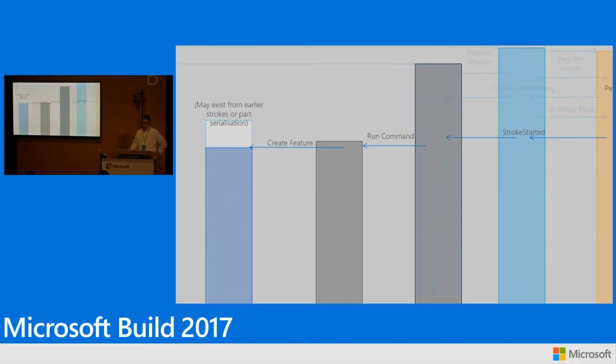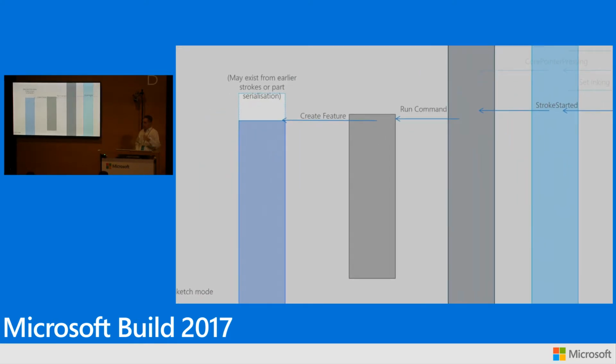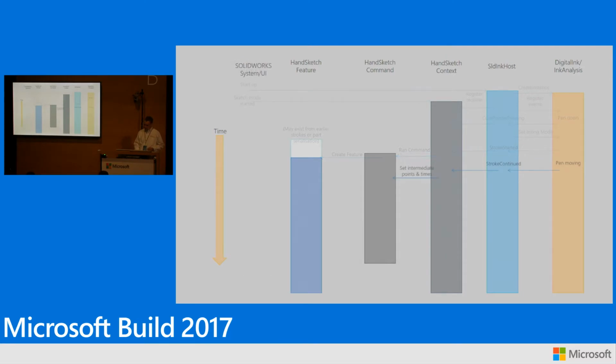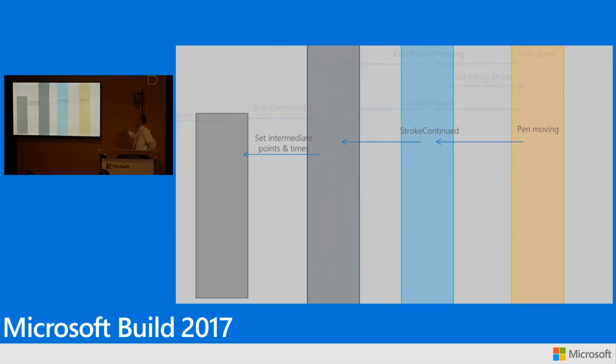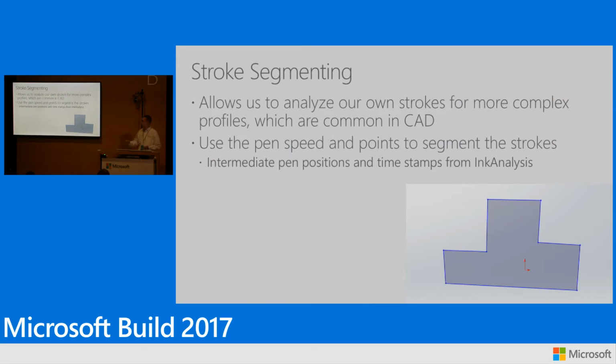Now that the pen's down, we've decided that we're inking. We've got the stroke started. We're running the command. We create all the stuff in SOLIDWORKS that puts it into the sketch. And then we do some things while the pen's moving. We're getting these stroke continued events back, and we get intermediate points and times of where the pen is at given moments. And that allows us to do our custom segmenting.